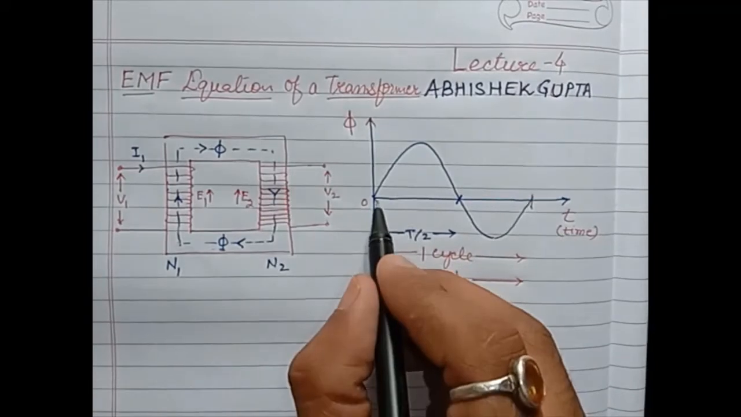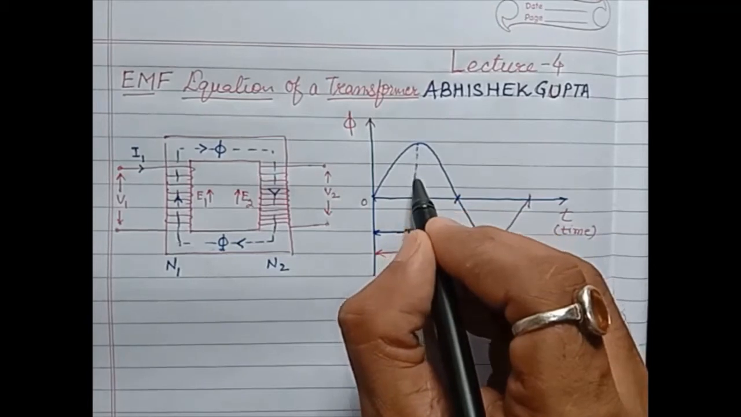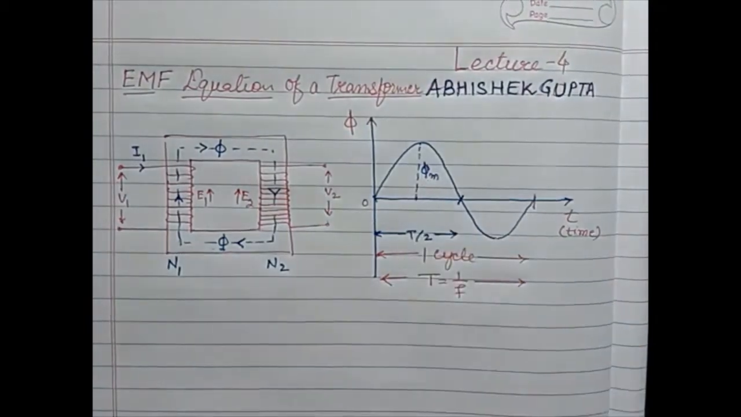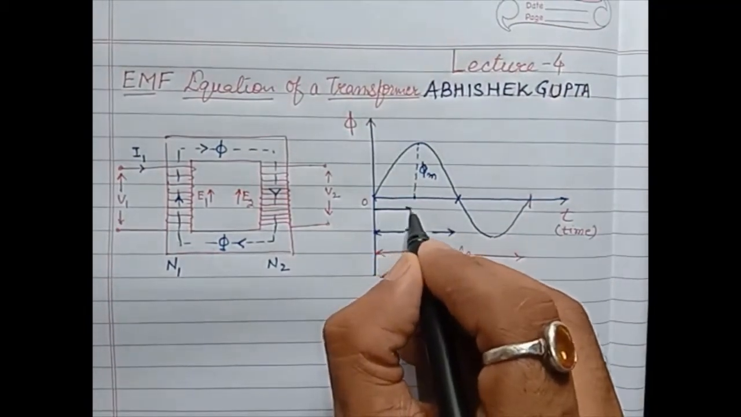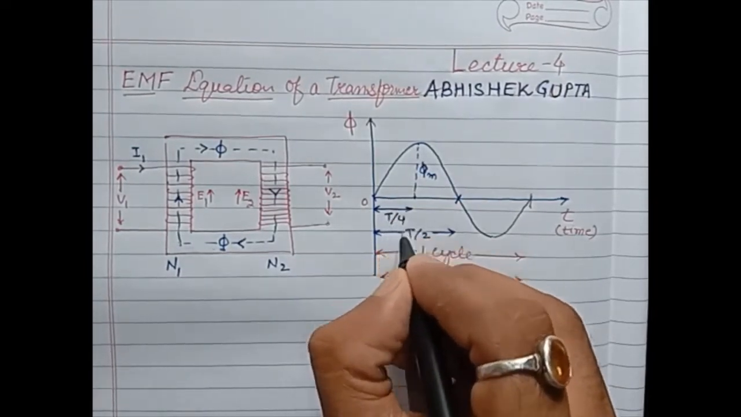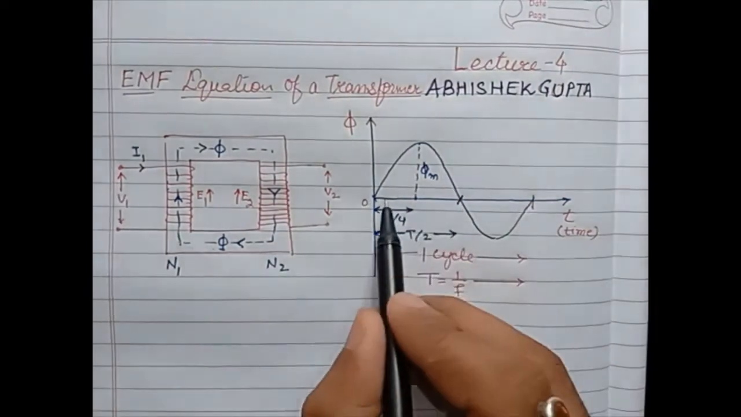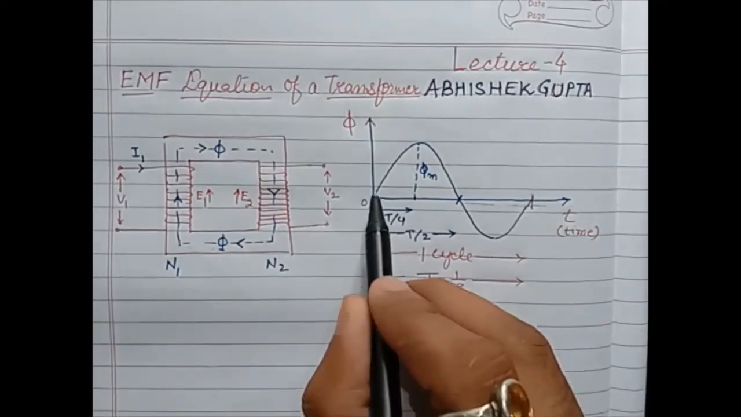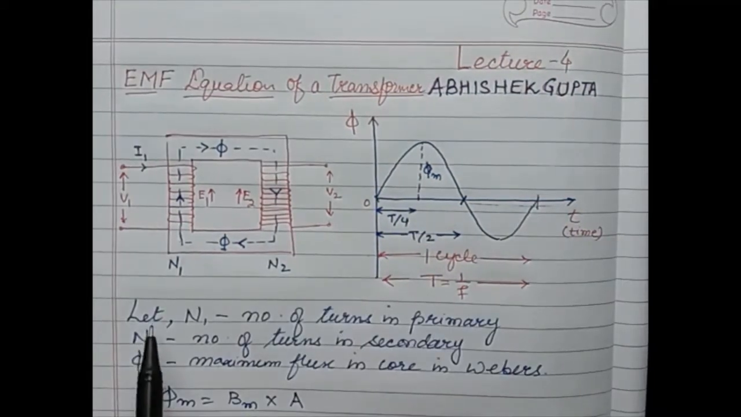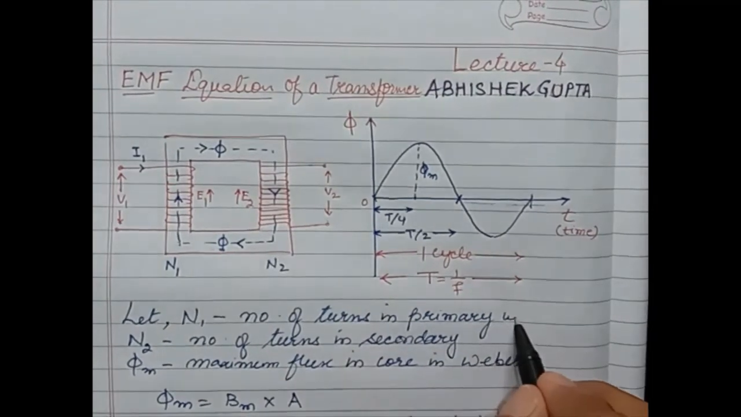Then how much time is required to complete one quarter, or to attain the maximum value of flux phi? And here we can say this is phi m. So how much time will it take to increase from 0 to maximum? It will be T by 4 seconds. So this x-axis is the time axis, and the y-axis is the magnetic flux axis.